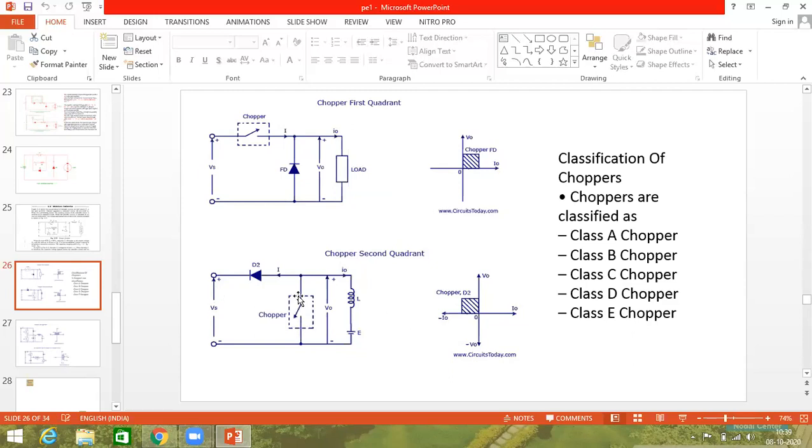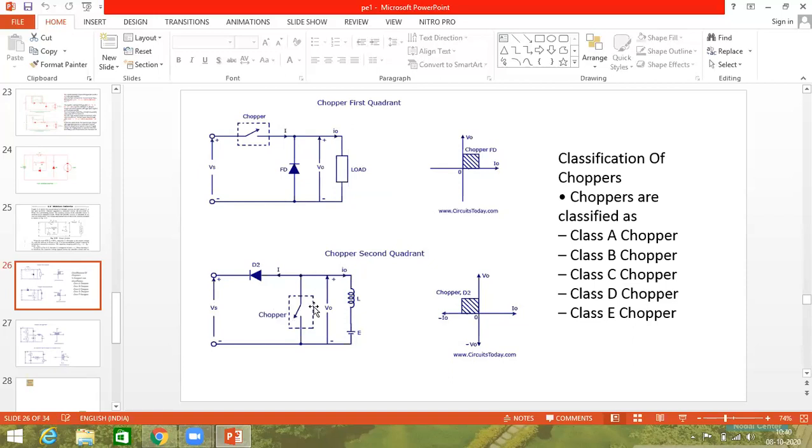Imagine the chopper is under open condition or off condition. When the back EMF is greater than the input voltage, what's going to happen? Energy will be traveling from load to the source. This diode will be on. You can see the current direction. Okay. So this class B, I'll come back.